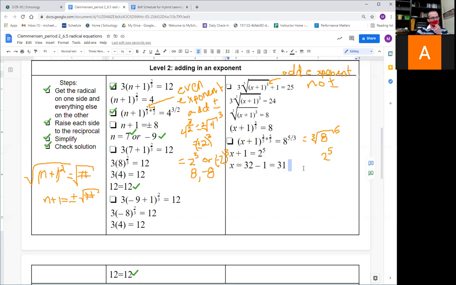And my last step is I need to plug in and check if I got the right answer, if it does work out. Before I do that, are there any questions on this so far before we start in?